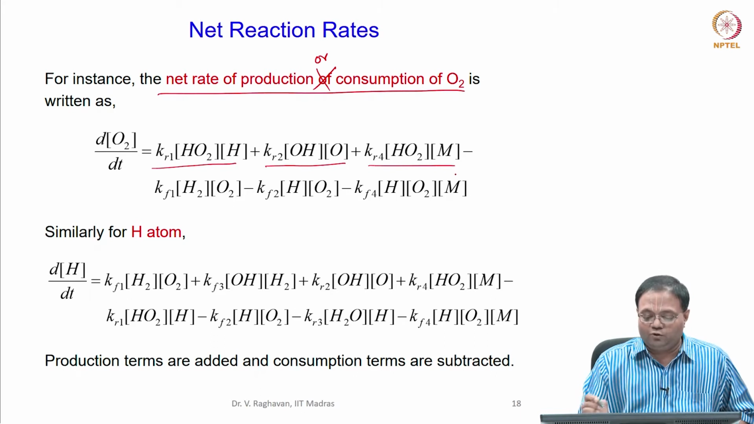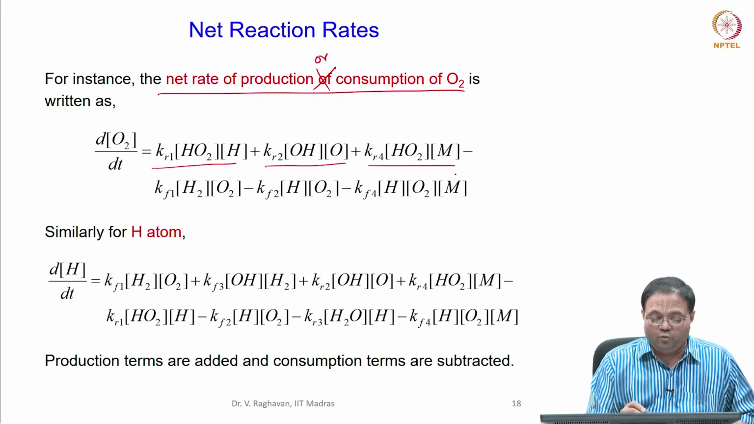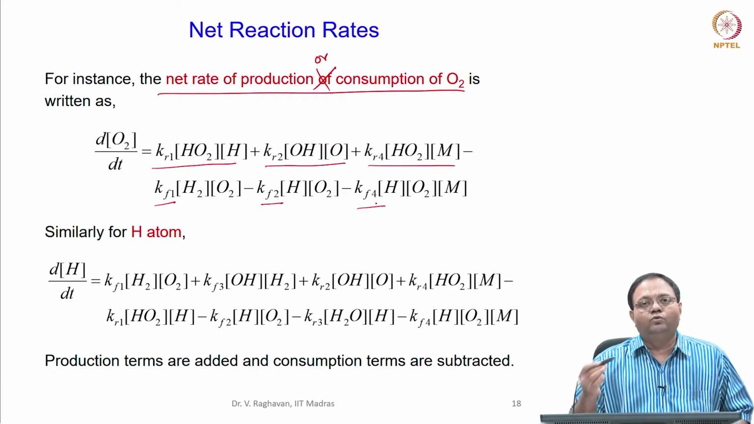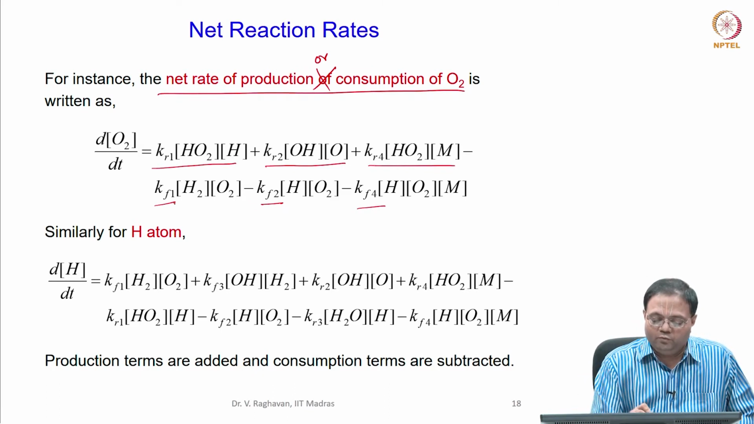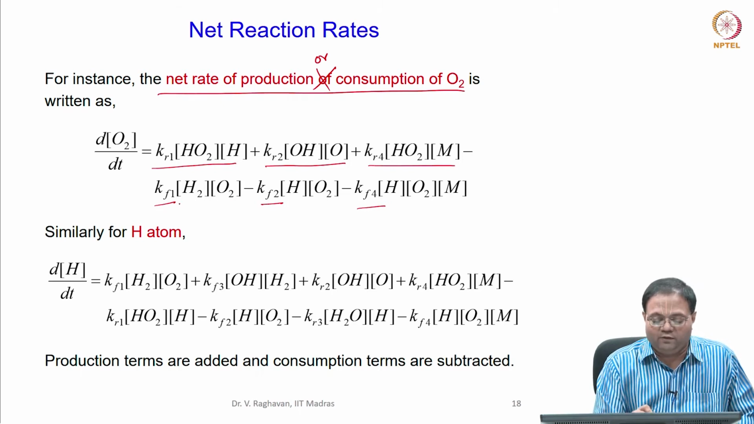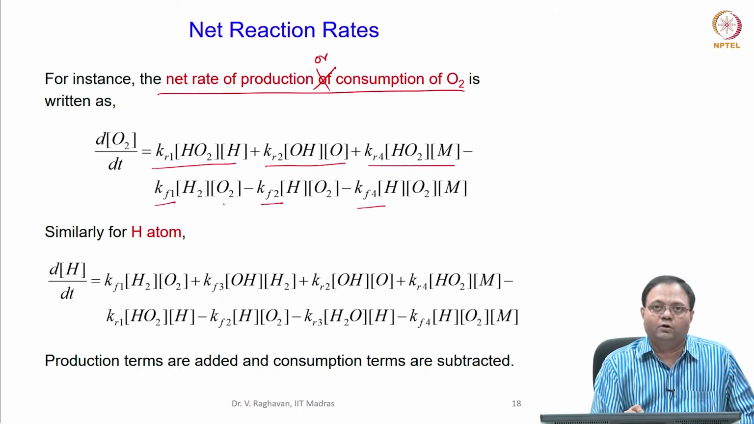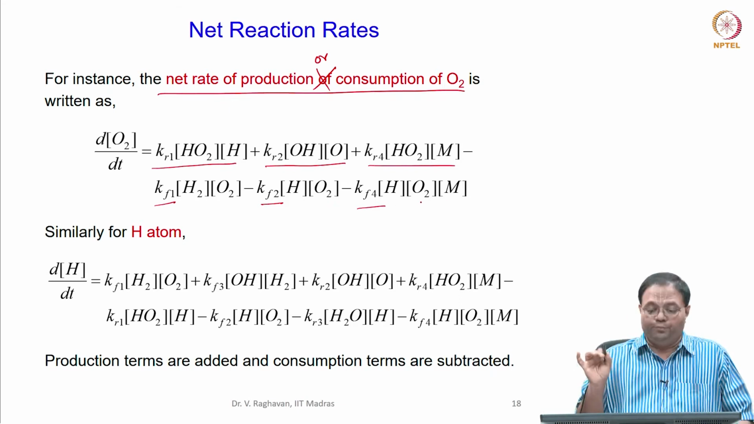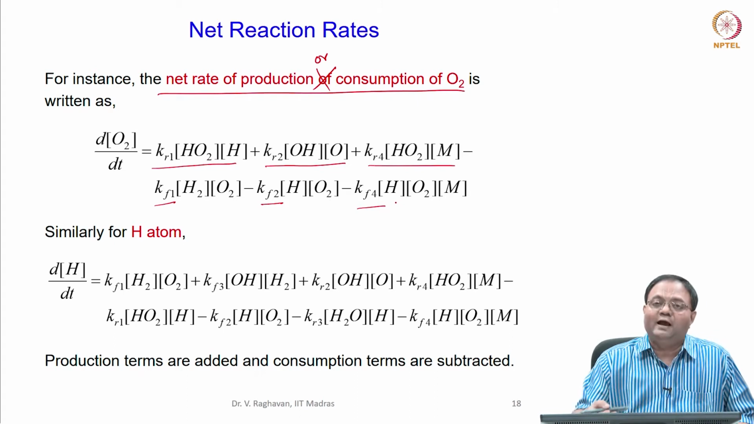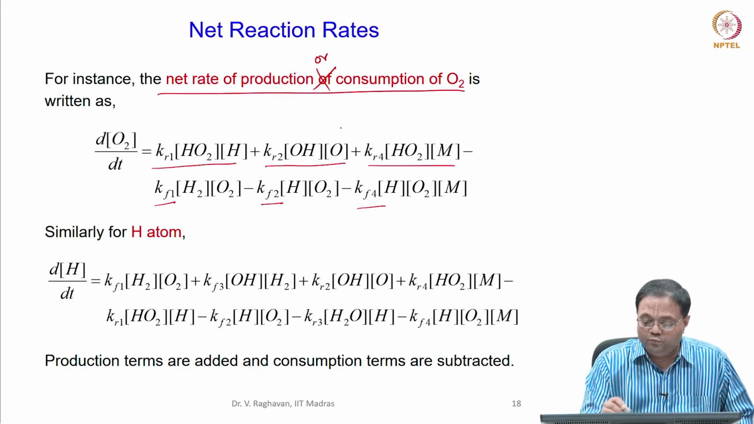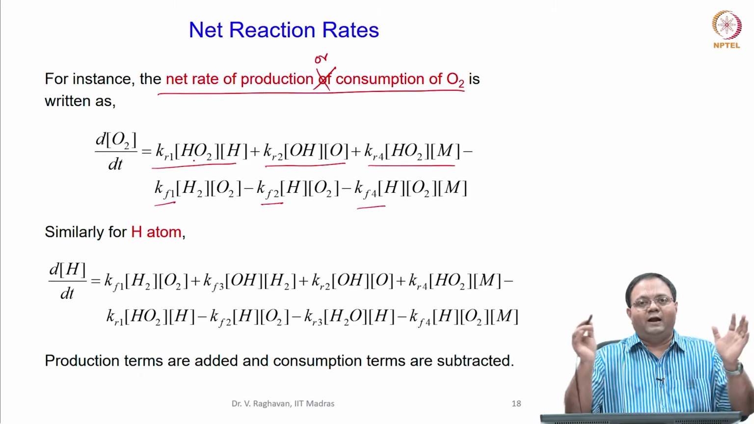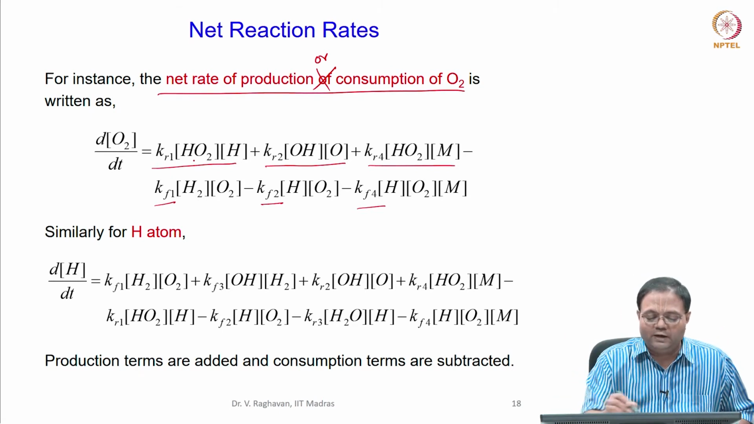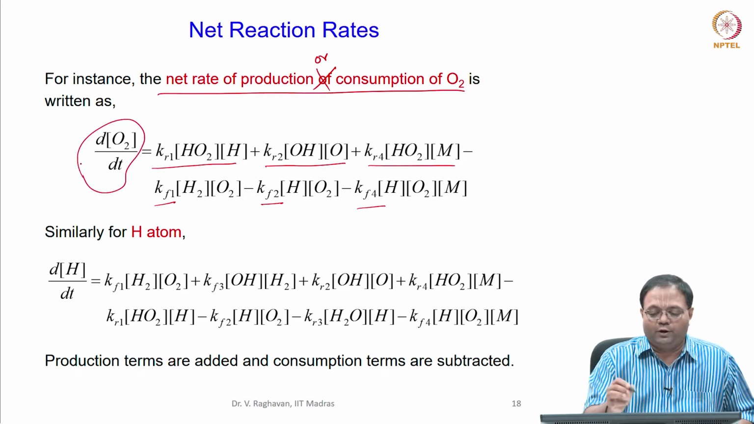Then subtract from that the consumption of O2. In the forward reactions of 1, 2 and 4, O2 is consumed, and the reaction rate corresponding to that is Kf1 times H2 and O2 consuming O2, H and O2 consuming O2, and H, O2 and M consuming O2. So the net reaction rate is such that the chemical equations which produce O2 should be added and those which consume O2 should be subtracted, and this is the net rate of production or consumption.